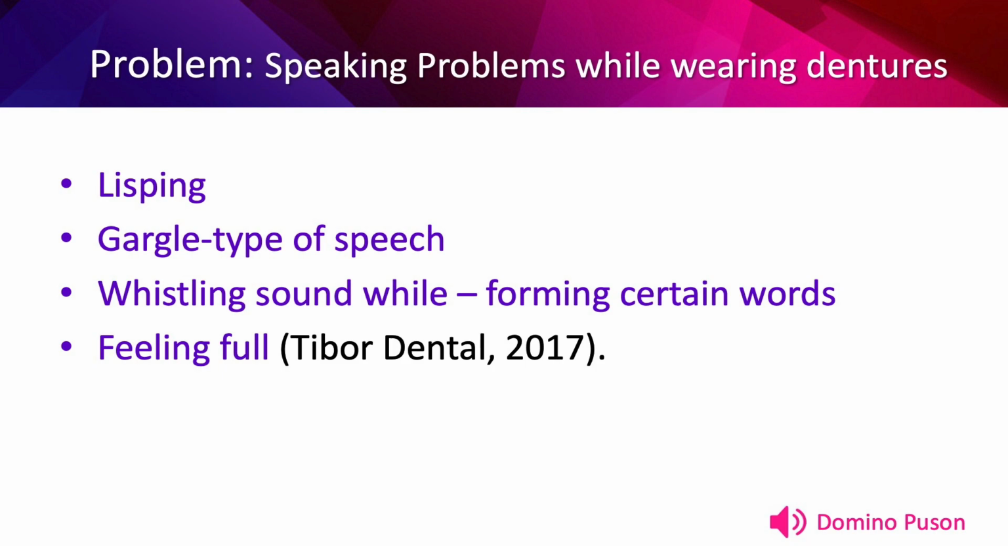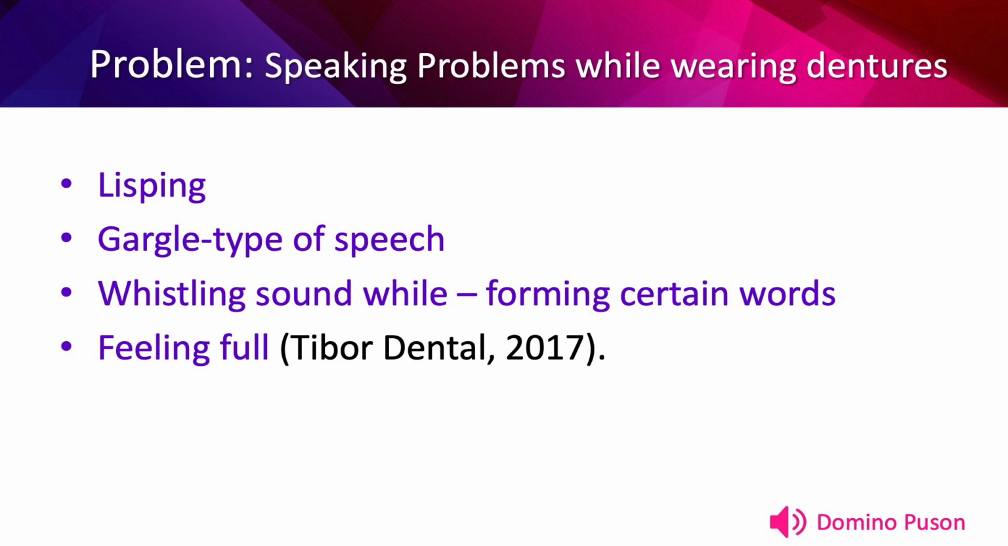The first one is lisping. Dentures are a foreign object that occupies space in the mouth. Because of excessive production of saliva, it results in frequent unintentional mumbling. Gargle types of speech: this is due to excessive salivation, which causes the dentures to start moving, resulting in gargling or rinsing sounds when they speak.